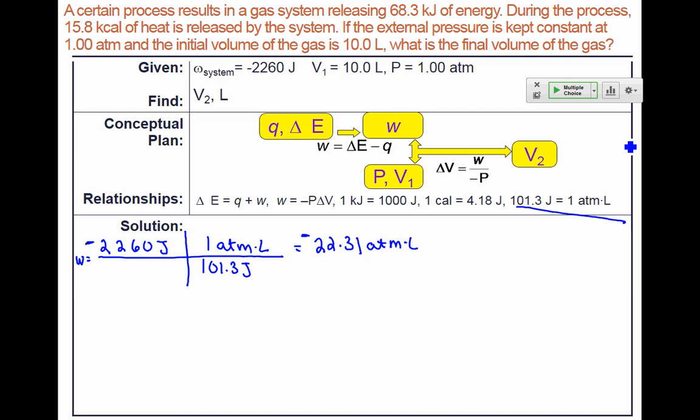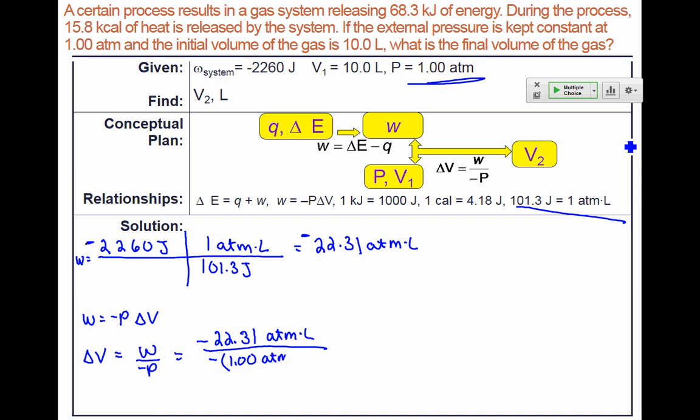So we know that our work is going to be equal to negative P delta V, and we're looking for delta V. So we can solve for delta V is equal to our work over negative P. So we just calculated our work. It's in ATM times liters. And we're given our pressure of 1 ATM. So this gives us our change in volume, and this is going to be a positive number.